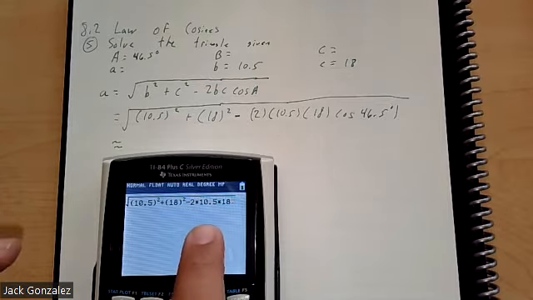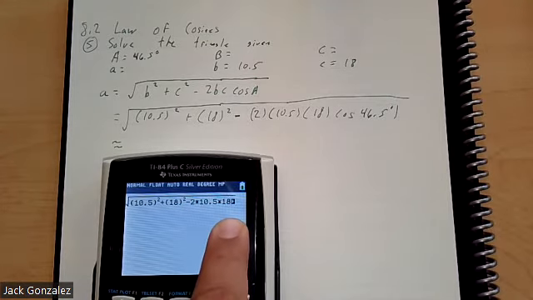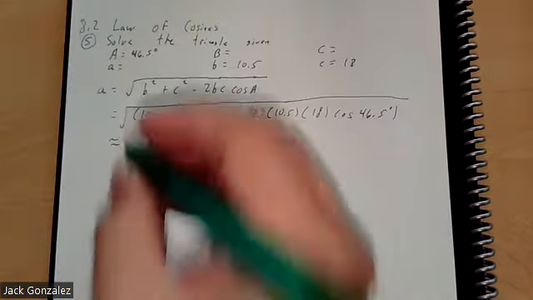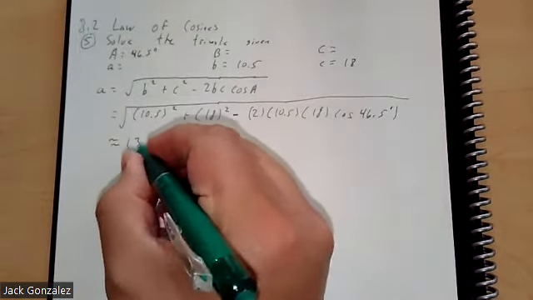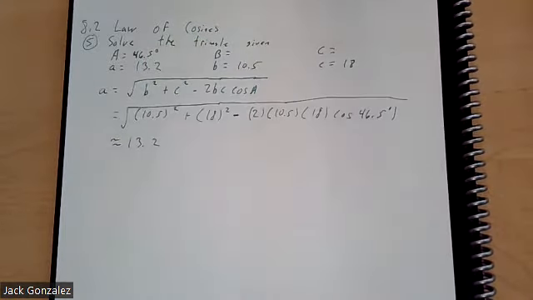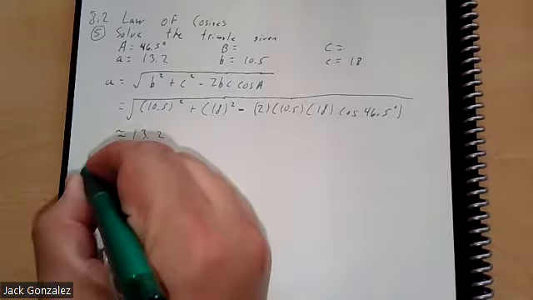Okay, so 2 times b times c, cosine 46.5. All right. Let's round to one decimal place. That should be 13.2. And remember that you cannot find any angles with law of cosines unless you have all three sides. So first find the sides, and we've done that. So we'll use the formulas for angles.